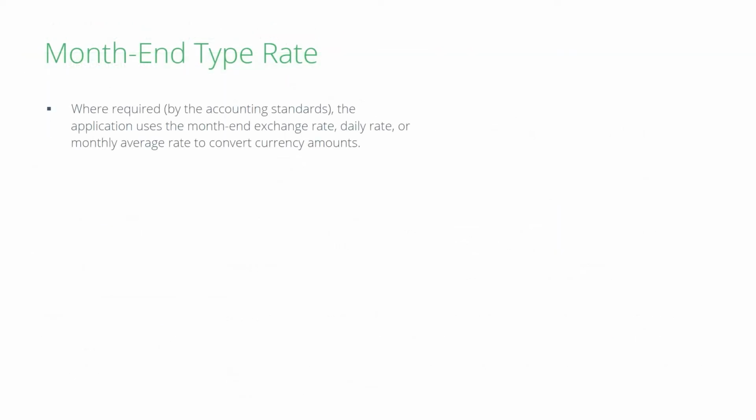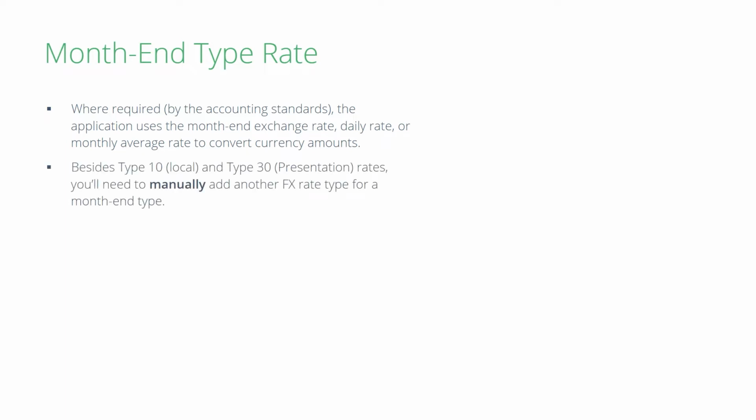Month-end type rates. Where required by accounting standard, the application uses the month-end exchange rate, daily rate, or monthly average rate to convert the currency amounts. Besides type 10, which is the local currency, and type 30, which is the presentation currency, it will be needed to manually add another FX rate for a month-end type, as you could see over here on the right-hand side of the screen.